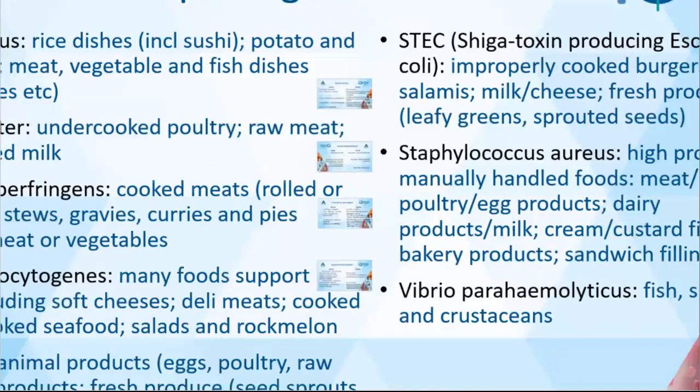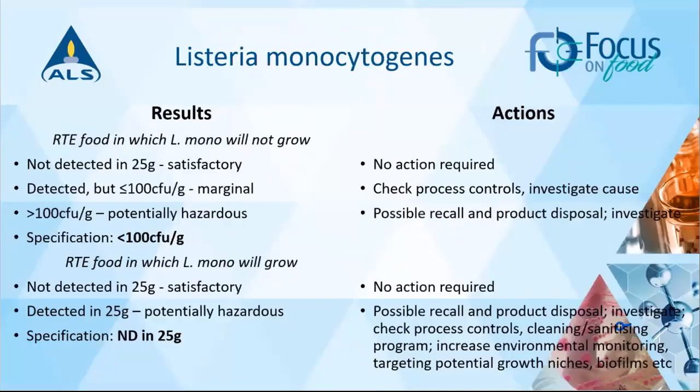So many foods support the growth of Listeria monocytogenes, including soft cheeses, deli meats, cooked chicken, smoked seafood, salads, rockmelon. And in these types of foods, the specification should always be not detected in 25 grams of product. It's a regulatory requirement.